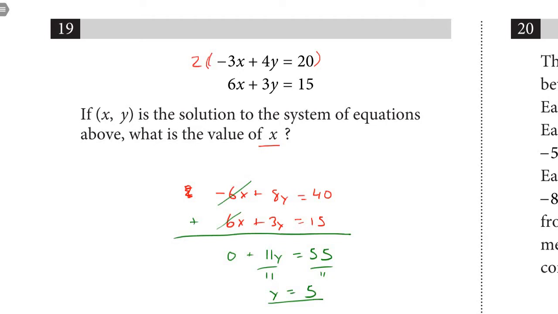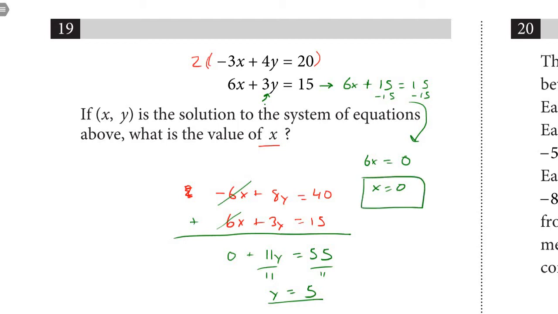So we can take this value of y and plug it into any of the two equations, but let's plug it into here. So if we plug it into here, we'll get 6x plus 3 times 5 is 15, and that's equal to 15. Now, if you want to solve for x, we'll subtract 15 from each side, and we'll get 6x is equal to 0, meaning our x is just 0, because if you divide each side by 6, you'll just get 0. So that's your answer. X is equal to 0.